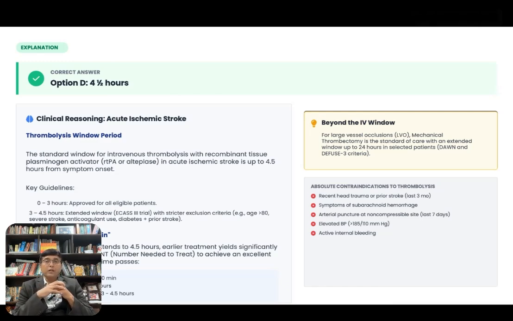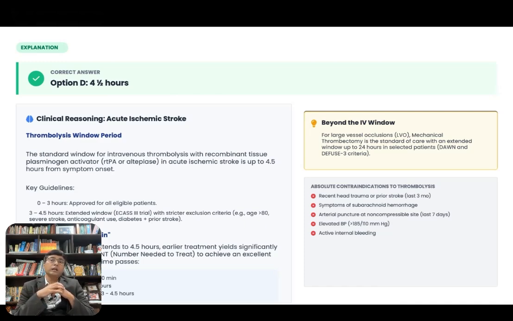So now come to the point, the key guidelines. Zero to 3 hours is approved for all eligible patients. This is the thrombolysis window period, and in case of 3 to 4.5 hours, this extends the window as per the ECASS 3 trial with stricter exclusion criteria. What are those? That is age more than 80, severe stroke, anticoagulant use, and diabetes with prior stroke.